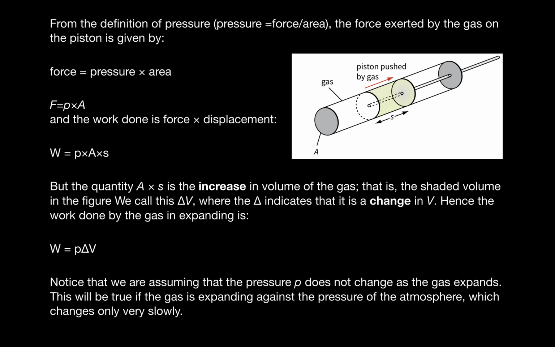Also, there is a built-in assumption that the pressure P is not changing as the gas expands. This is only true if the gas is expanding against the pressure of the atmosphere, which means that there is a constant atmospheric pressure acting on it, which changes only very slowly. So if there's a drastic change in the pressure inside or outside the piston, it will lead to a drastic change in pressure of the gas. So it has to be at a constant external pressure so that there is not a drastic increase in the pressure inside the piston.